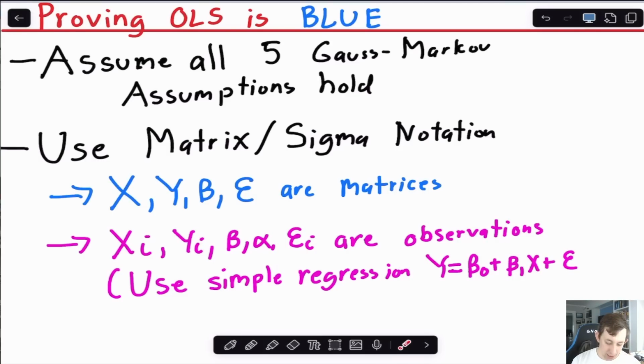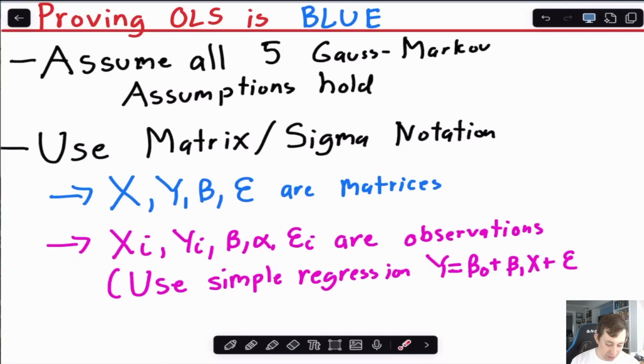Now, as I go through, I really want to use matrix notation for most of my proofs. Matrix notation is easier and more flexible. You can use it for simple or multiple regressions. It's also more likely what you're going to see in econometrics classes, especially as you get further into the semester, so it's helpful if you start seeing it now.